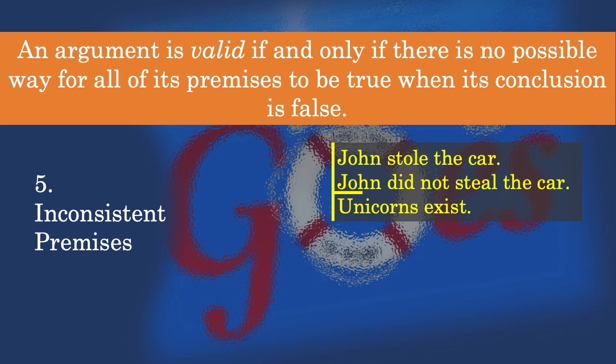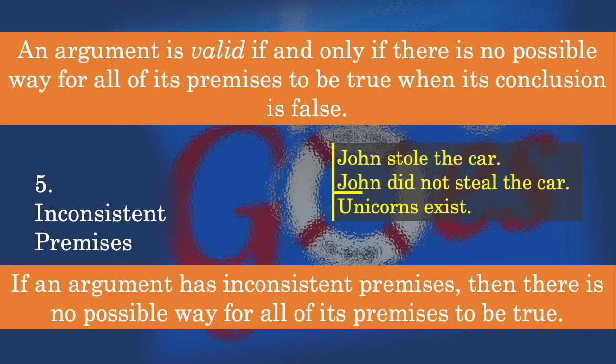As you may recall, an argument is valid if and only if there is no possible way for all of its premises to be true when its conclusion is false. As you may recall, this is very important. Next, observe that if an argument has inconsistent premises, like this one involving John, who may or may not be a thief, then there is no possible way for all of its premises to be true. Now note the overlap between these two statements.